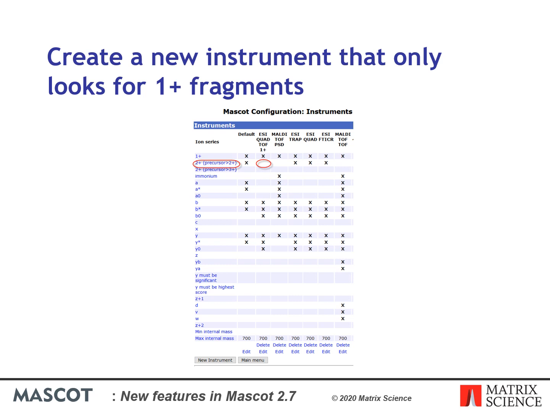As we expect all the fragment ions in the peak list to be MH+, there is no need to search for 2+ ions. To improve the specificity of the search, we recommend creating an instrument configuration that removes support for 2+ ion series.